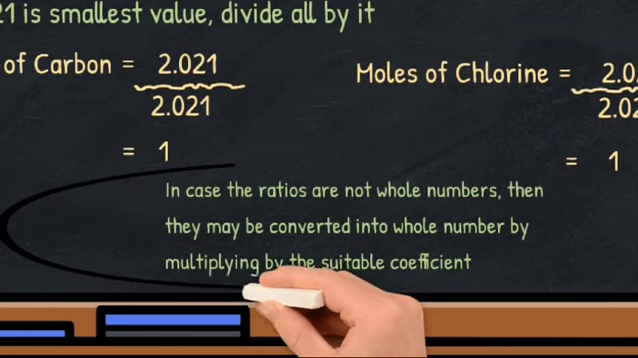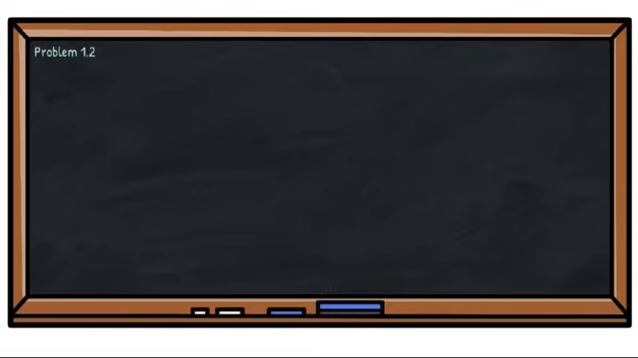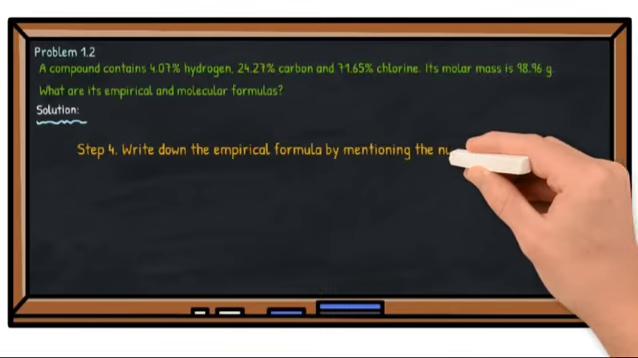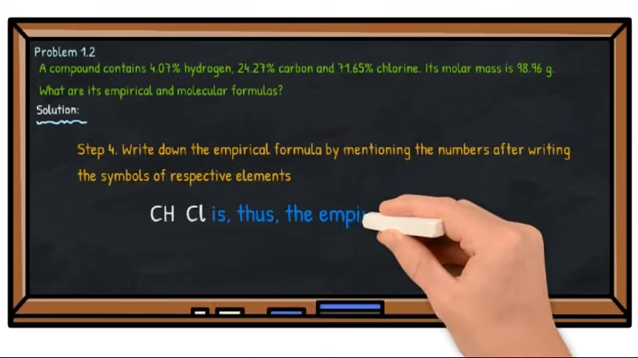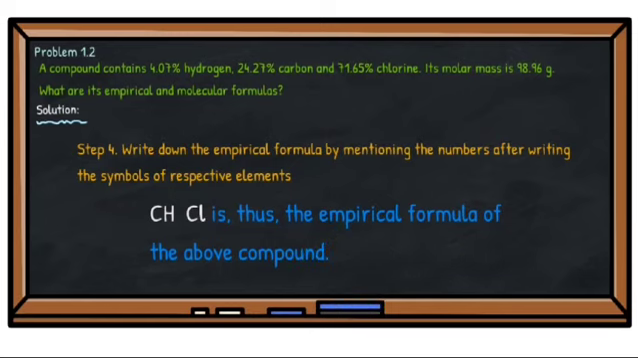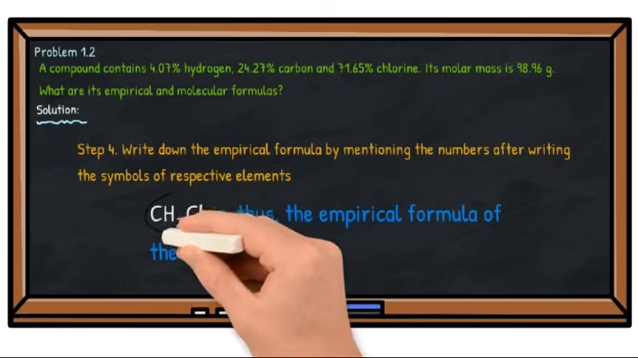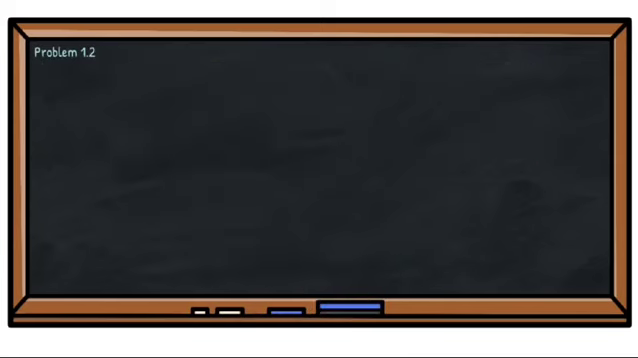If in case the ratios are not whole numbers, we will multiply by a suitable coefficient to make them whole numbers. Step 4. Write down the empirical formula by mentioning the numbers after writing the symbols of respective elements. So according to the ratio, H is to C is to Cl, that is 2:1:1, we will write C1, H2 and Cl. This is the empirical formula as of now.